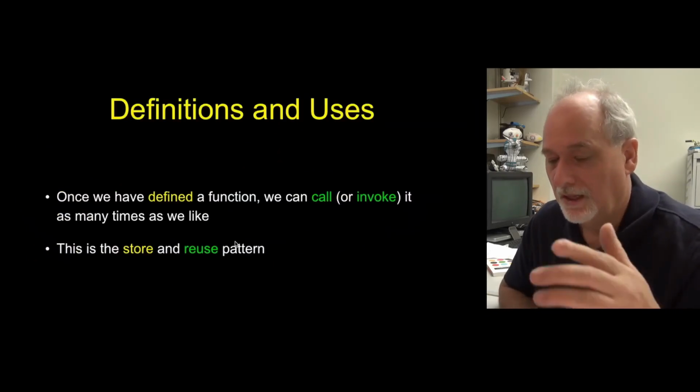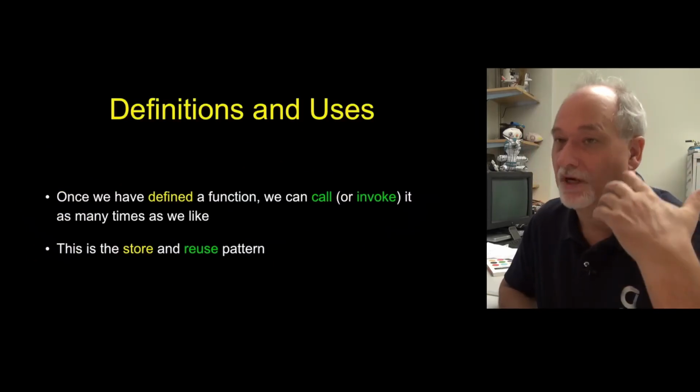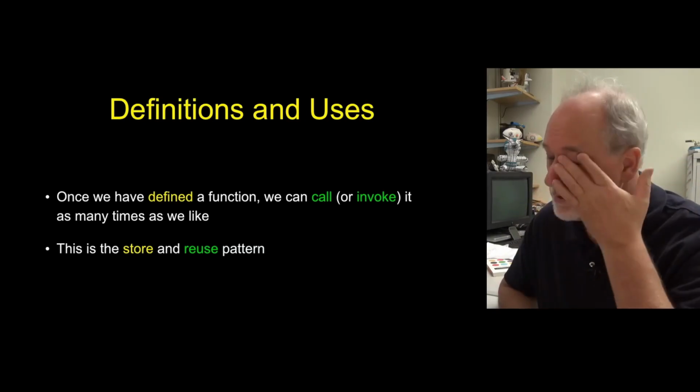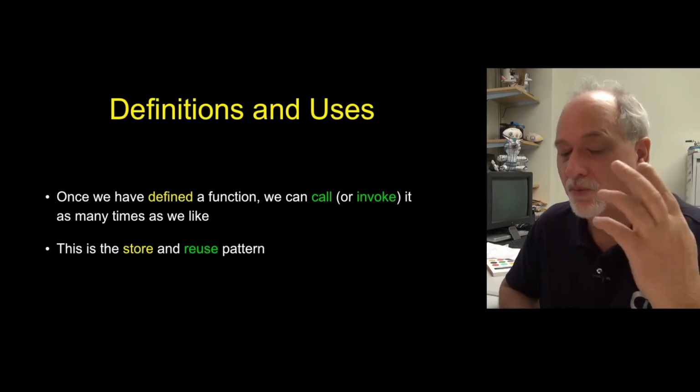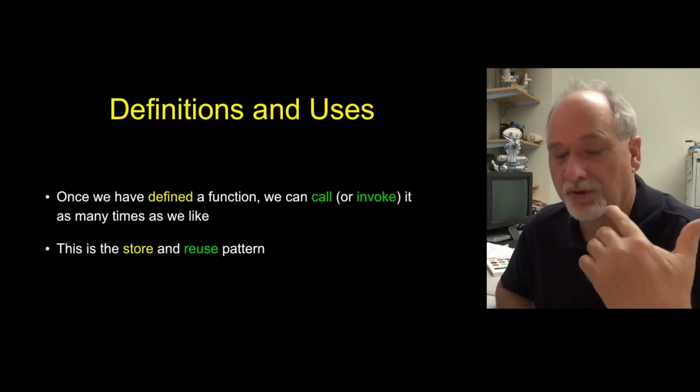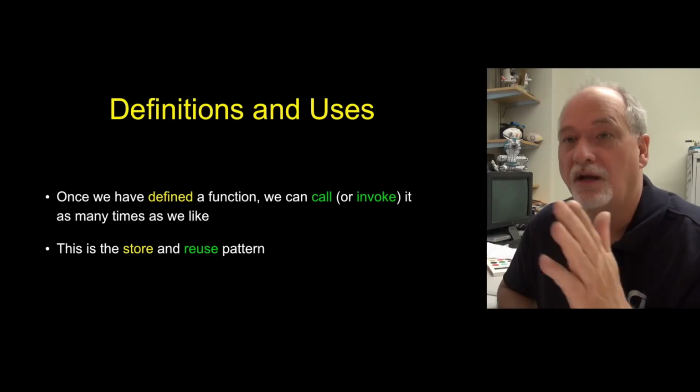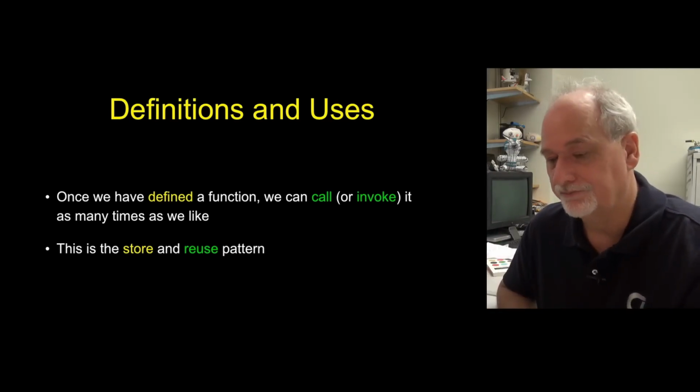So let's take a look at how you invoke a function. You define it and then you use it. Sometimes you define it once and use it once, but more commonly you define it once and use it more than one time. Again, the store and reuse pattern. The def is the store and the invoking is the reuse.